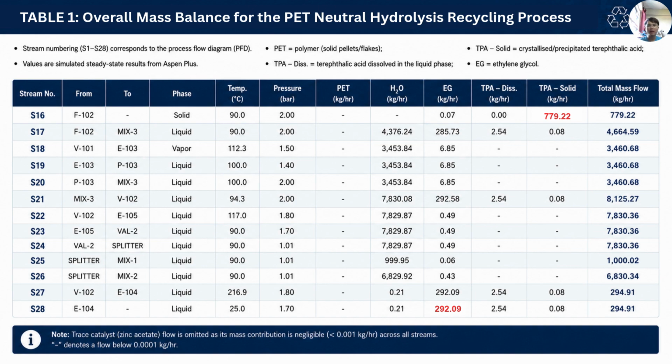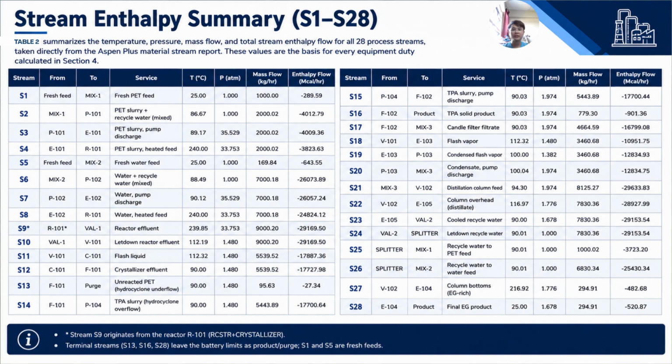The key takeaway: every stream here closes consistently, water is recycled, and both TPA and EG leave the process as clean, quantified product streams. This table is our enthalpy reference for all 28 streams: temperature, pressure, mass flow, and enthalpy flow straight from S1 onward. It is the foundation every equipment duty in the next section is calculated from.